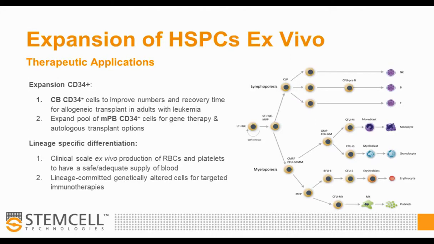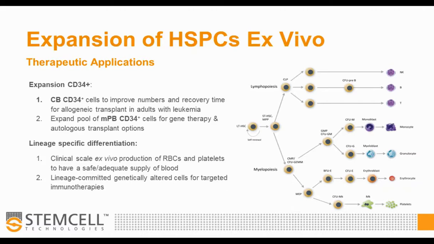That led us to understand a lot of the conditions required not only to expand cord blood and other CD34 purified cells, but also led us to understand what are the critical factors to really induce lineage-specific differentiation. This is important, and there's always been this clinical application of doing clinical scale ex vivo production, for example, of red blood cells and platelets to have a safe and adequate supply of blood cells. We know all the conditions. The issue, and the reason it's still being studied today, is really how do we optimize this and make it cost effective.